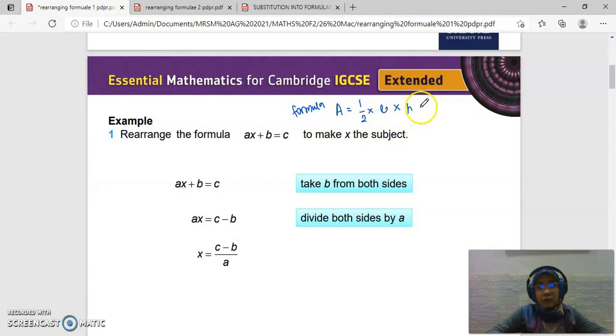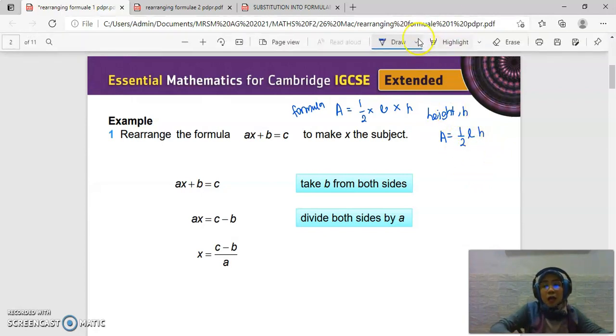For example, we want to calculate the height, so H. From this formula, A is equal to 1/2 L times H. To make H the subject, we must bring 2 to the other side first. So it will be 2A equal to LH. The 1 is invisible, because 1 times L times H is actually equal to LH.